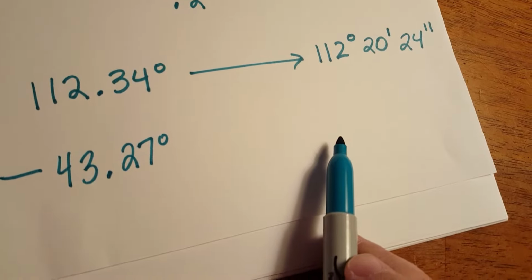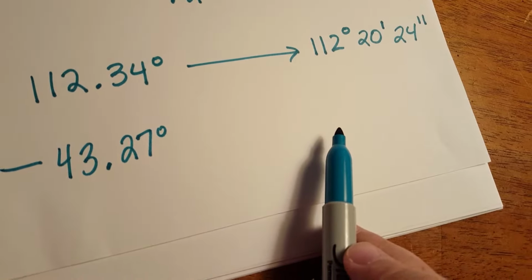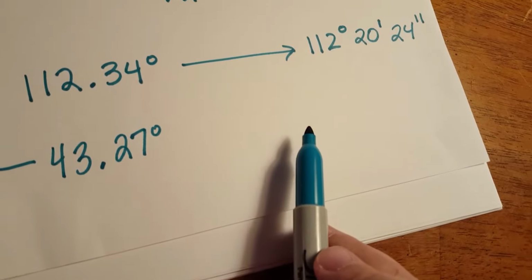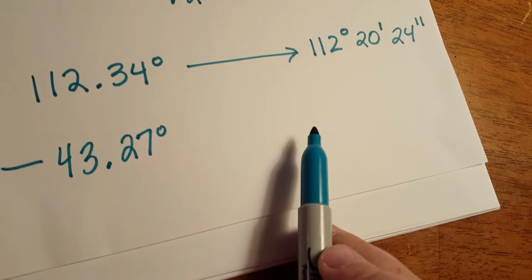It's really not an issue going this way, but we do have to be careful about that when we're going the other way. So let's just go ahead and do this one, and then I'll show you what I mean when we go from degrees, minutes, seconds back to decimals.